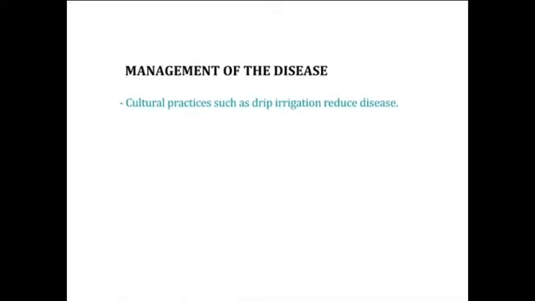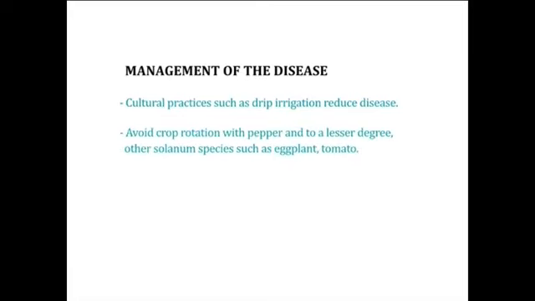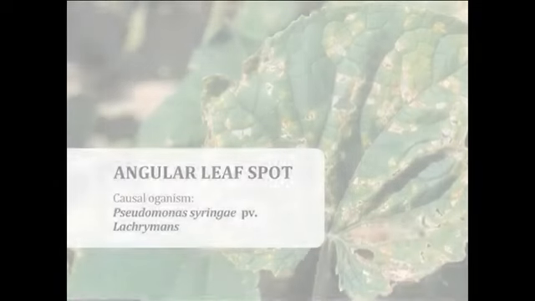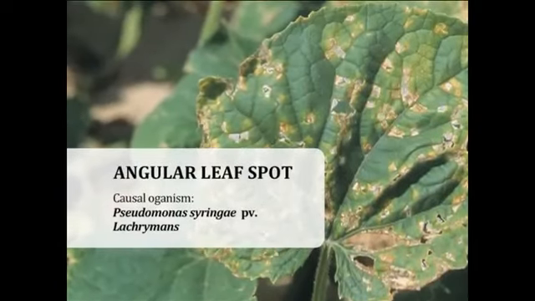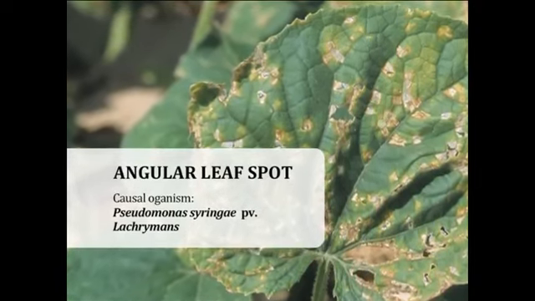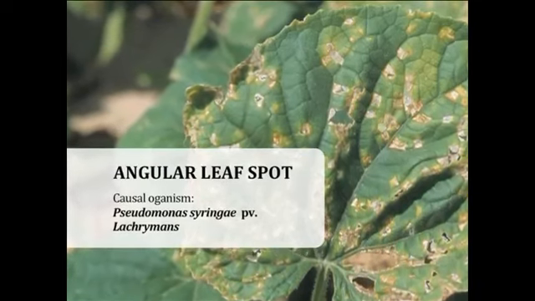Cultural practices such as drip irrigation reduce disease. Avoid crop rotation with pepper and, to a lesser degree, other Solanum species such as eggplant and tomato. Fungicidal sprays and soil drenching have also been shown to be effective. Next important disease is the angular leaf spot. It is caused by Pseudomonas syringae pathovar lachrymans.